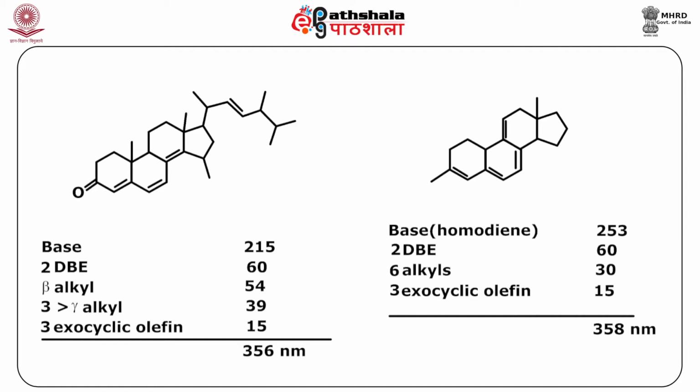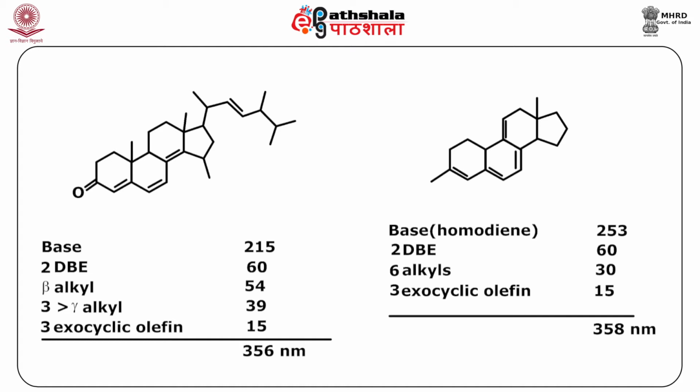So, here we have two double bond extensions which add on the value of 60 nanometers, 30 for each of them. We have an alkyl extension at a beta position, so the value of 54 nanometers for that. We have three alkyl groups at the gamma positions, which is 39 nanometers, and the three exocyclic double bond systems, which adds on another 15 nanometers, and that makes a total of 356 nanometers as the lambda max value for this organic structure.